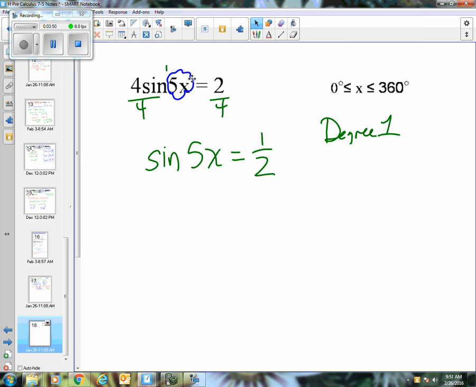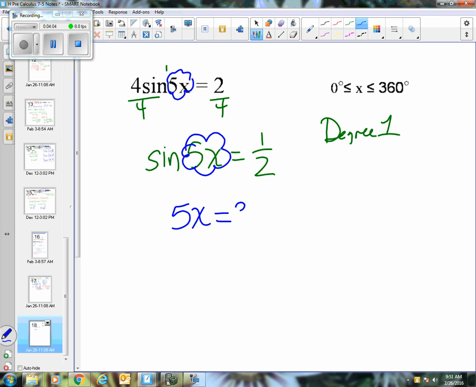Now, again, I can figure out what value this expression has to take on by just thinking sine of what gives you 1/2, or inverse sine of a half. What value would that be? Well, when is sine a half? That happens at 30 degrees. That means 5x would have to be 30 degrees, or x equals 6. So we can actually work backwards and figure out what that value would have to be.